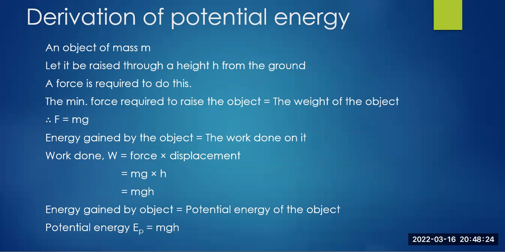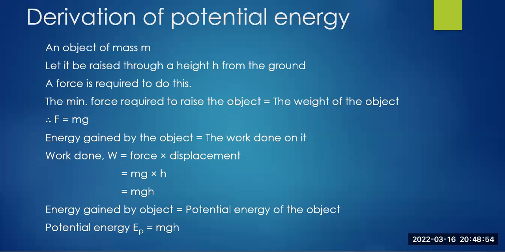So we consider an object of mass m. Let it be raised through a height h from the ground. A force is required to do this. Therefore, the minimum force required to raise the object is equal to the weight of the object. And we know force F is equal to mg. And we also know that energy gained by the object is equal to work done on it.